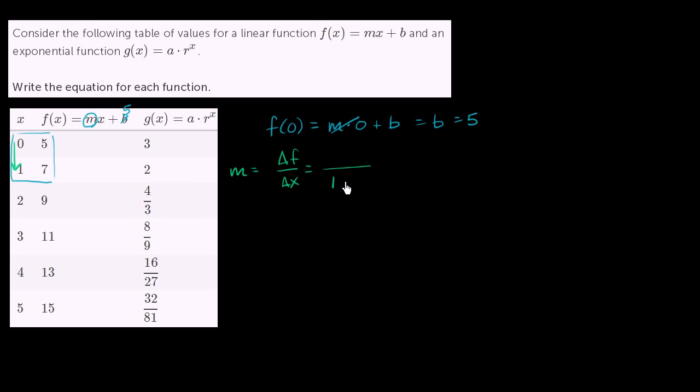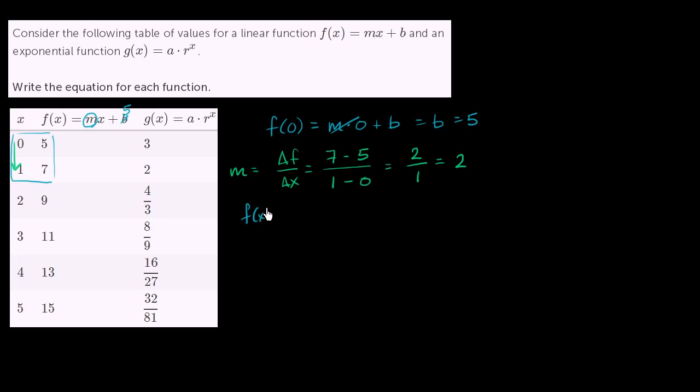We finish at 1, we started at 0, and f of x finishes at 7 and started at 5. So when x is 1, f of x is 7. When x is 0, f of x is 5. And we get a change in our function of 2 when x changes by 1. So our m is equal to 2. You see that when x increases by 1, our function increases by 2. So now we know the equation for f of x.